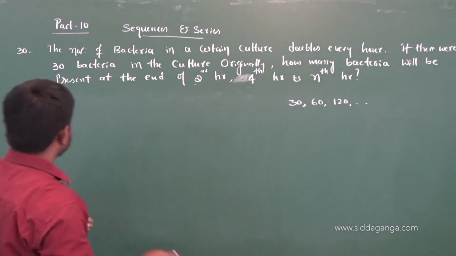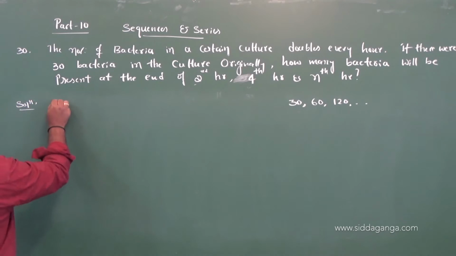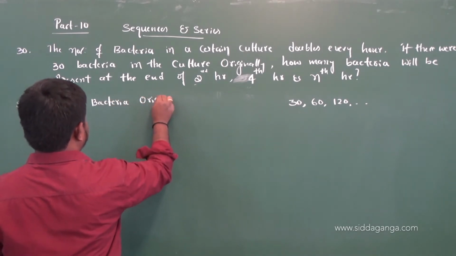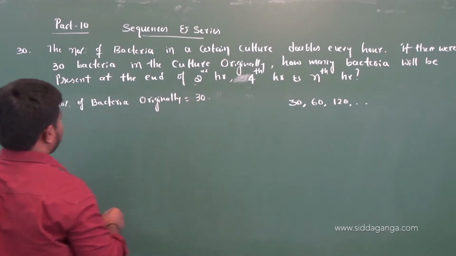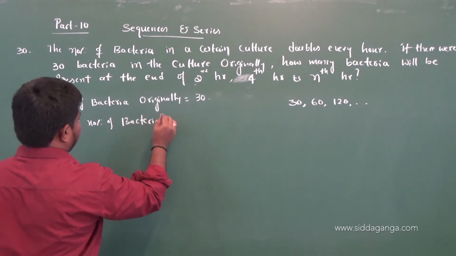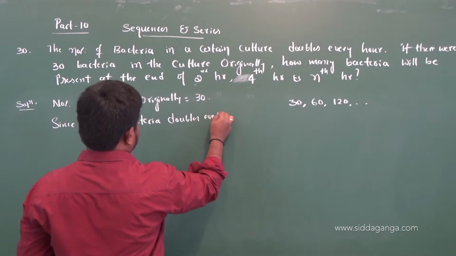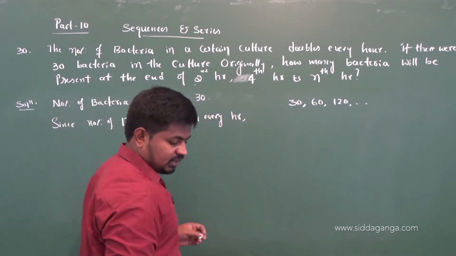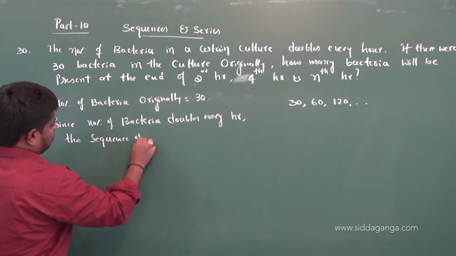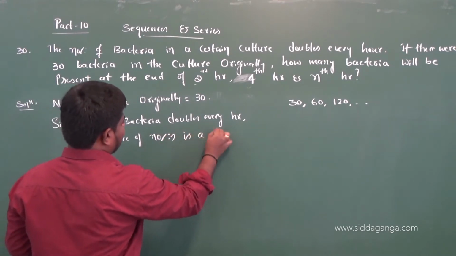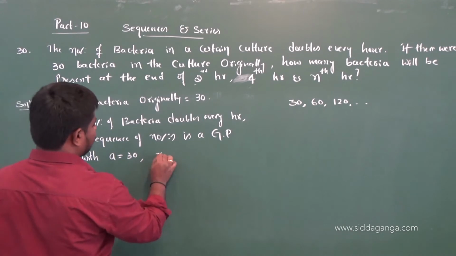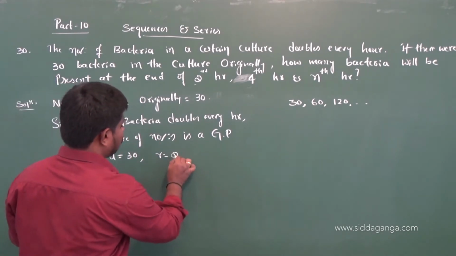So, solution. The number of bacteria originally is equal to 30. Since the number of bacteria doubles every hour, the sequence of numbers is a GP with a, the first term, as 30, and r becomes what? Here the number of bacteria doubles every hour, no? So I am going to take r as 2.